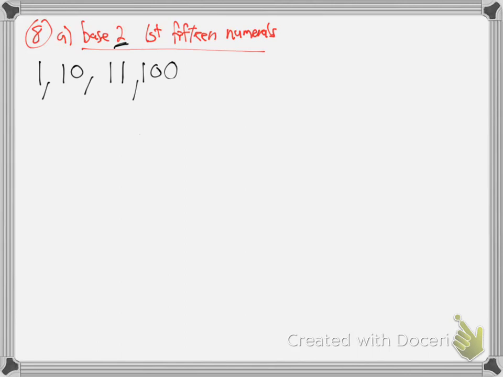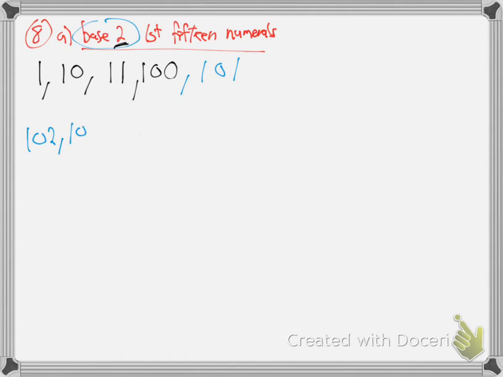So the rule is, you just keep adding 1, adding 1, adding 1. Anytime you're about to write 2, though, because you can't have 2 in a base 2 system, instead you write 0 and carry. So here we go. What's next? 101. I just add 1. 101. That's 5. There's 5 numbers. I'm going to go down here.